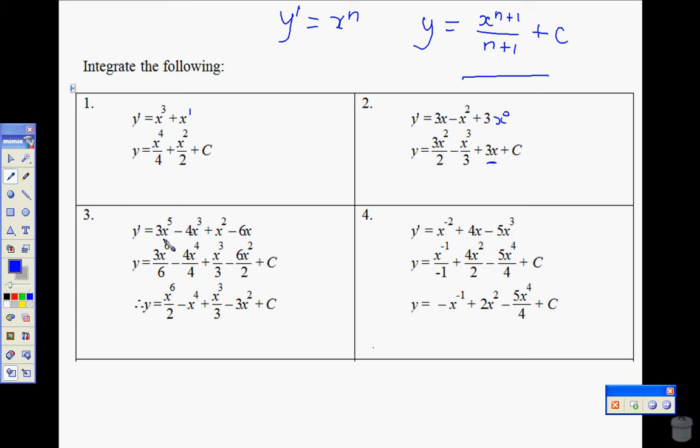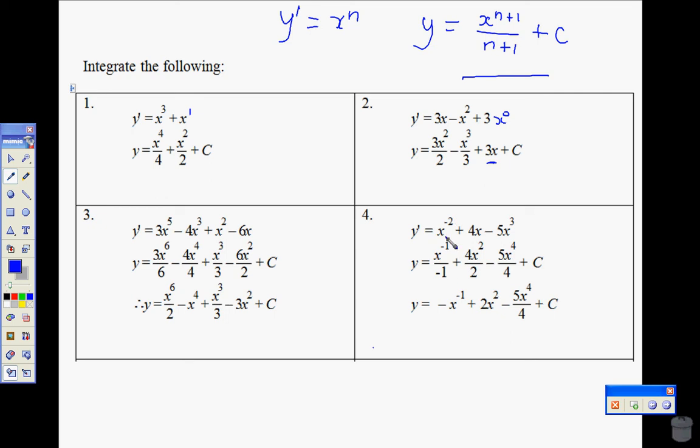So if we have a look at the next one, 3x to the power of 5 becomes 3x to the power of 6 over 6. And then that can come down. We can just clean it up and divide the 3 into the 6 and give us 2. 4x to the power of 3 becomes 4x to the power of 4 over the 4, which is the new power. And again, it cleans up. The 4's cancel. x to the power of 2 becomes x to the power of 3 over 3. So we can see that that's just going to stay the same. And 6x becomes 6x squared, and divide by the new power, which is 2. And that just becomes 3x squared. So if you differentiate that at any stage, you should get back to that point. If you don't, then you've done something wrong, one way or the other.